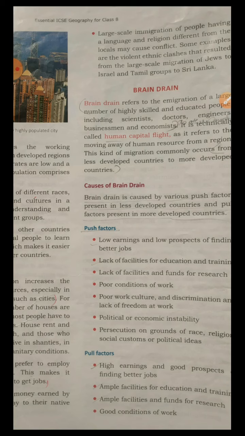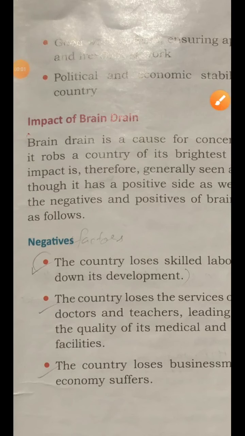Pull factors: high earnings and good prospects of finding better jobs, ample facilities for education and training, ample facilities and funds for research, good conditions of work. All these are pull factors. The second last pull factor is good work culture, ensuring appreciation and freedom at work. When you open your book, you will find this point properly. Political and economic stability is there in the country, so that is attracting people. A country attracts people to work there by its political and economic stability.